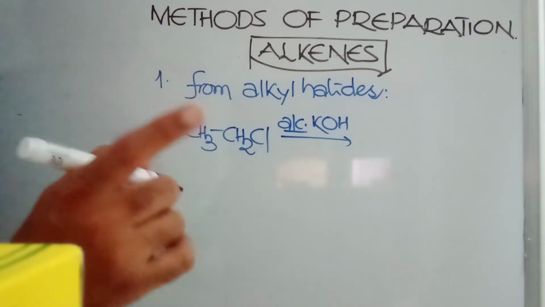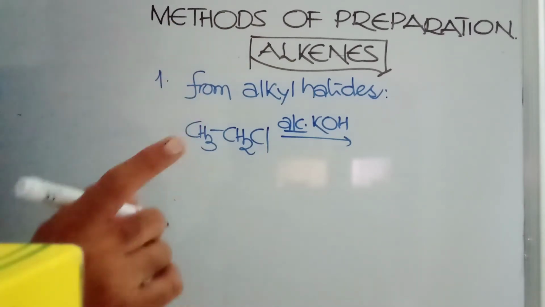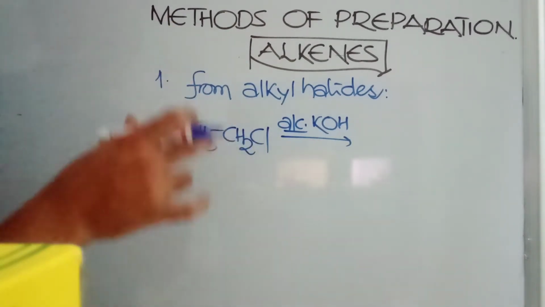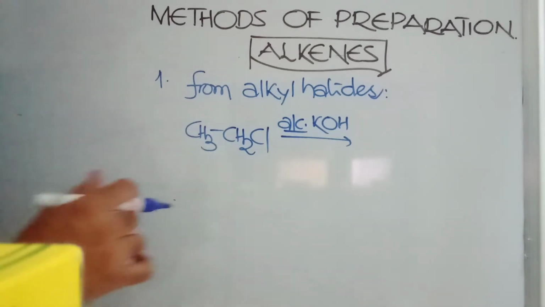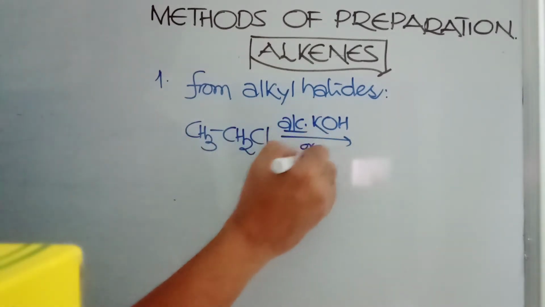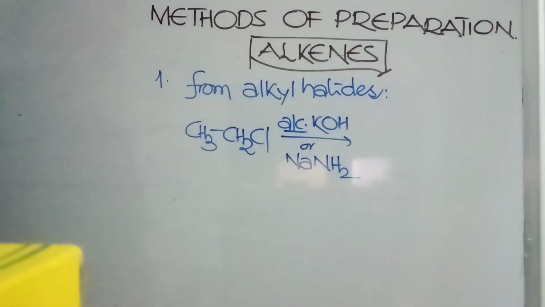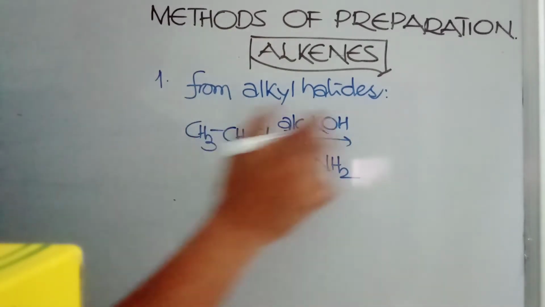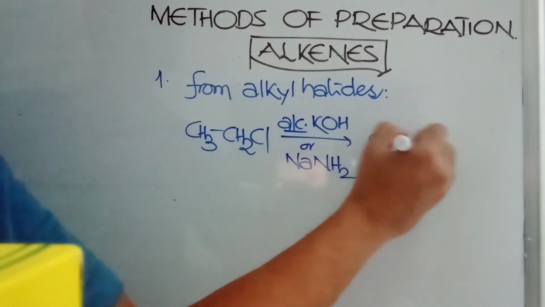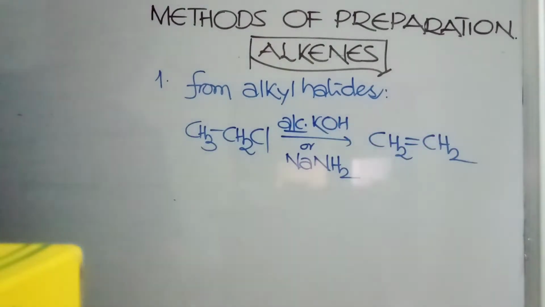Aqueous KOH will give you a substitution reaction. Alcoholic KOH will give you an elimination reaction. We need the elimination process here, using alcoholic KOH, or you can use sodamide, NaNH2 type of compound. When these are used, this chlorine and this hydrogen are eliminated and you will get CH2=CH2.